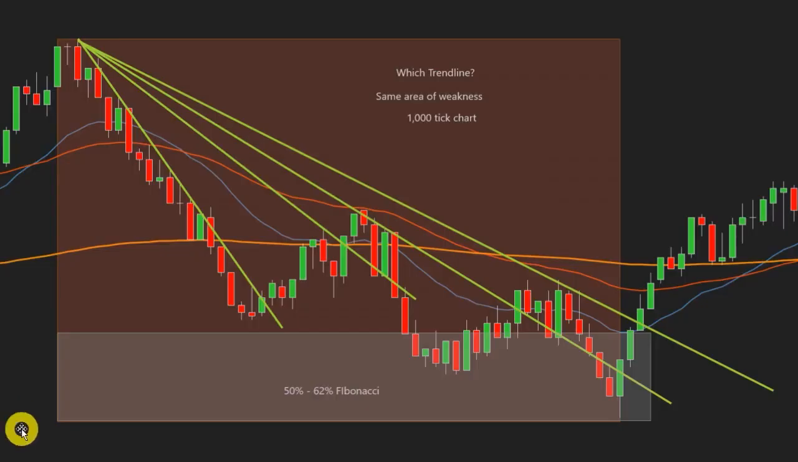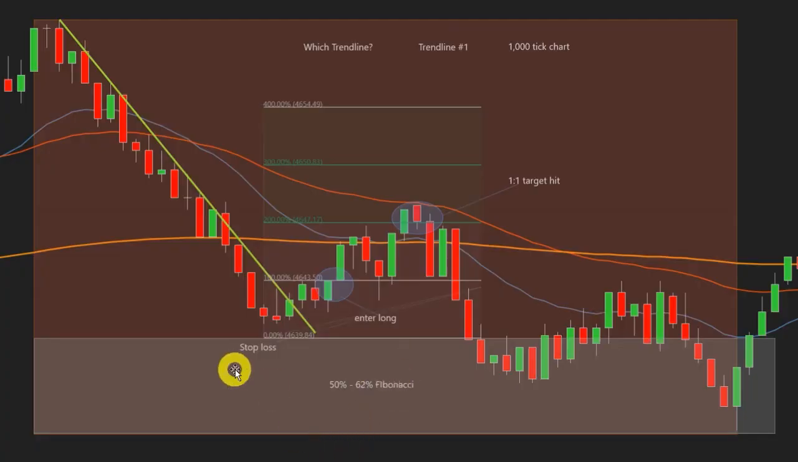So let's take a look at that first trend line now. Okay, we're going to look at all four of them. Let's look at the first one first. All right, here we go. This is the first one. Remember, this falls at the 62% retracement level, and we're looking for a trend line break, and we're looking for an entry, and we're looking for a stop loss.